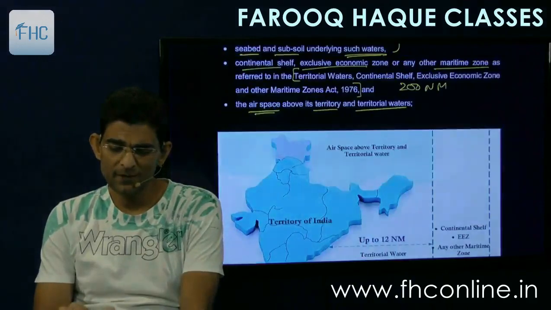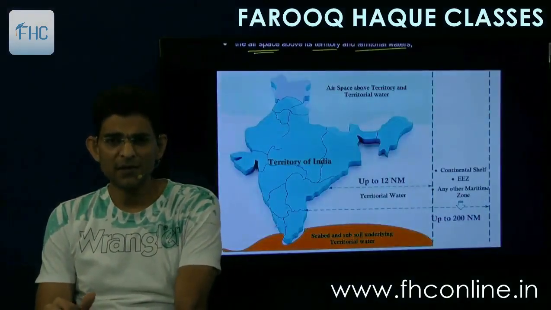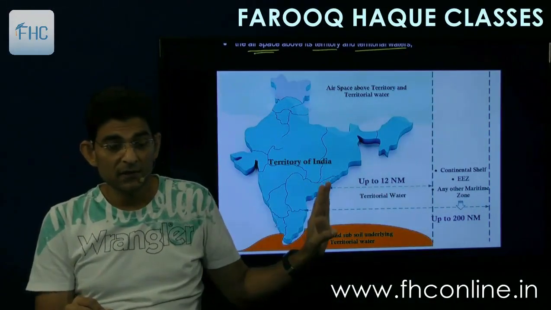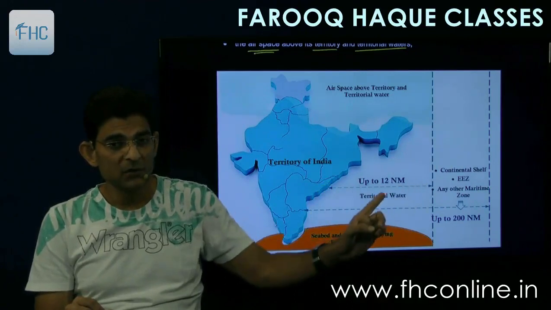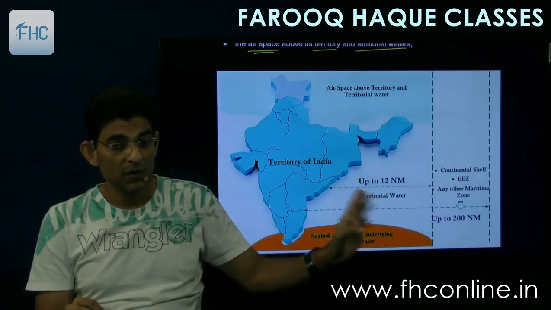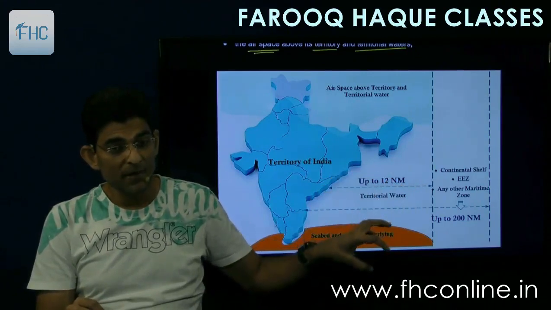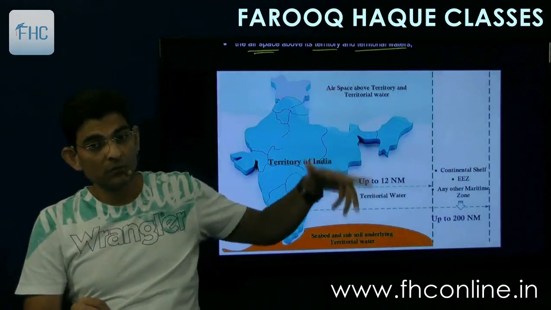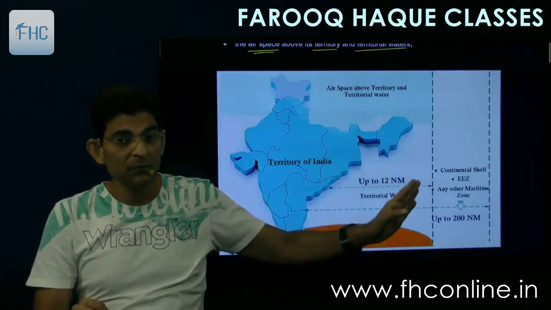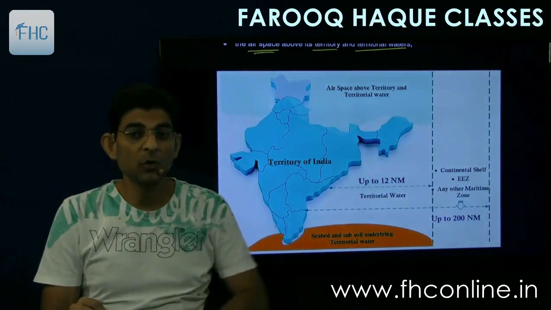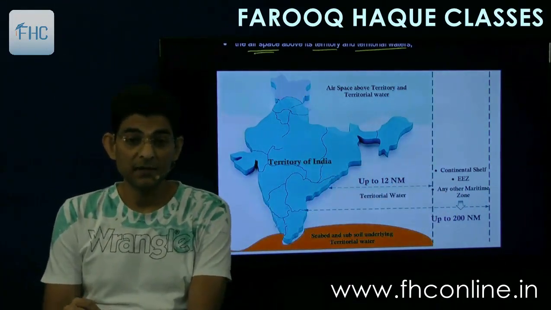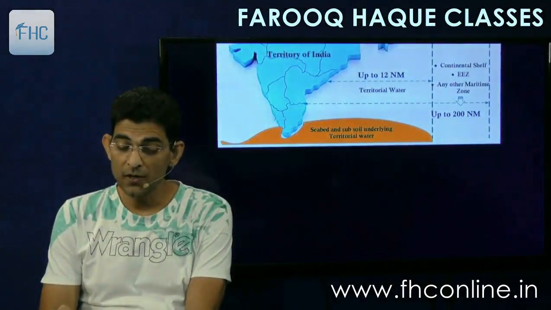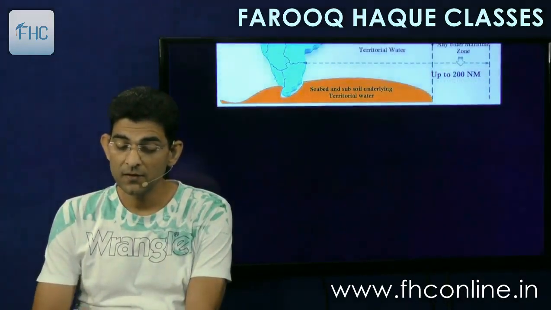So very simple, and you can understand from this diagram also. So this is the landmass, of course. So the whole landmass is India. Then if we talk about the sea, up to 12 nautical miles is the territorial waters. So up to 12 nautical miles, the seabed and subsoil as well as the air, both will be considered as India. And then from this to 200 nautical miles is the exclusive economic zone. That will also be called as India. So if any goods are supplied or any services are rendered in this place, it will be taxable.